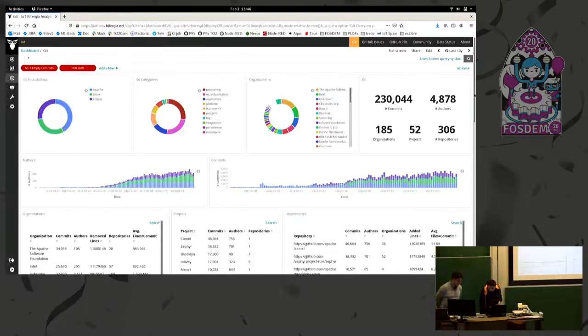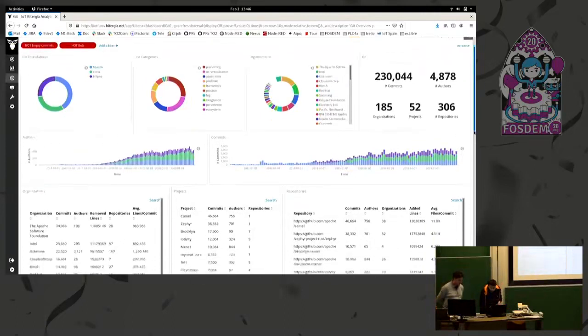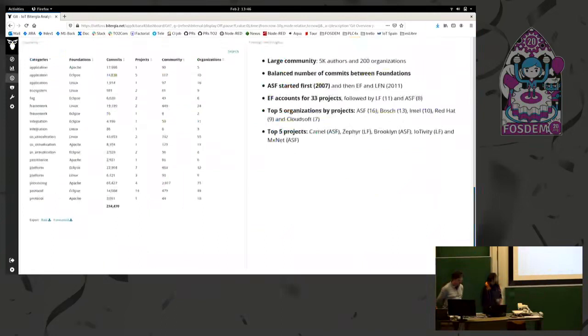We have prepared some ad hoc visualizations, because the ones you see are basically the default ones in GrimoireLab, and here is a summary of the findings we got. For instance, in the category application, we can see that the three foundations are there. Maybe Apache has more commits, but Eclipse has a larger community, while Linux has more organizations contributing to their project.